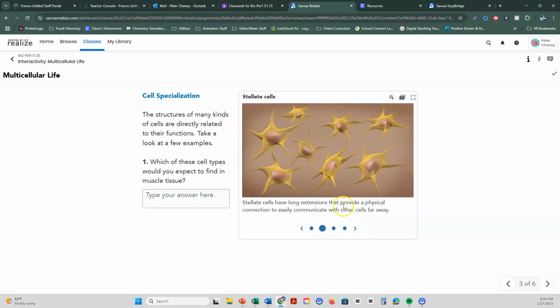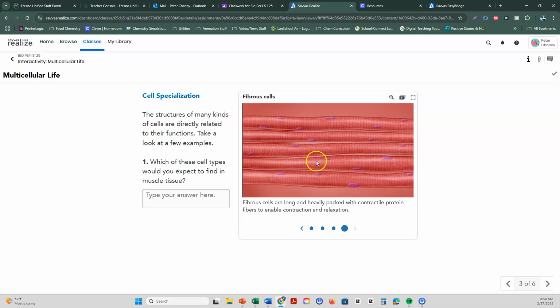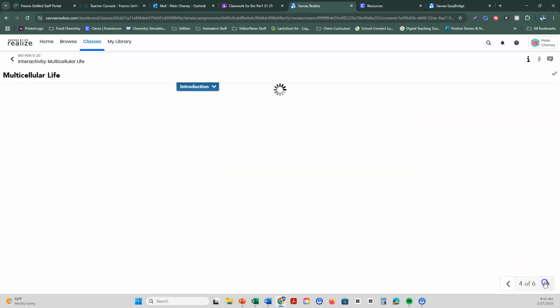Stellate cells have long extensions that provide a physical connection to easily communicate with other cells that are far away. So basically, nerve cells. Discoid cells have a large amount of surface area to quickly diffuse substances in and out of the cells. And then lastly, fibrous cells are long and heavily packed with contractile protein fibers to enable contraction and relaxation. So knowing those 4 types of cells, what would be the answer to this question?